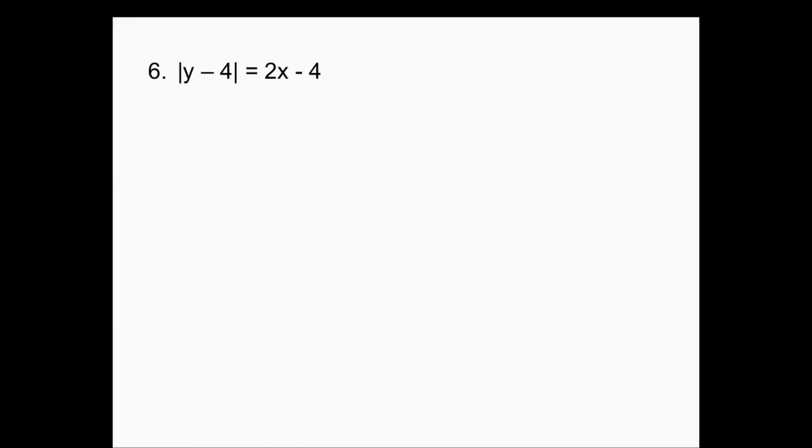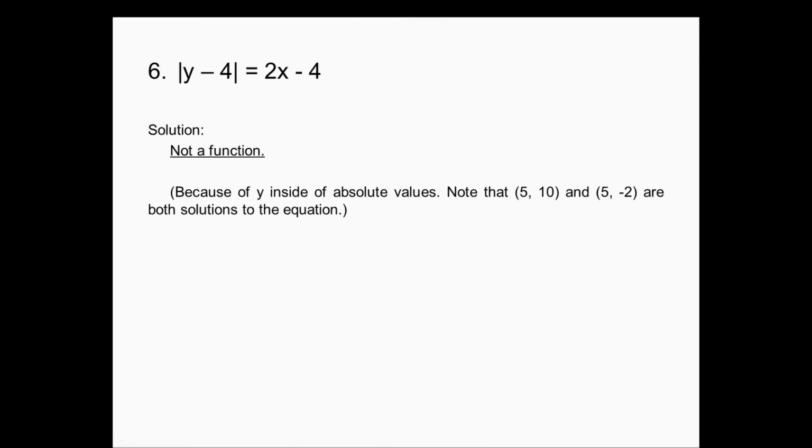Okay, number 6. Absolute value of y minus 4 equals 2x minus 4. Again, look at the y. It's inside absolute values. It's okay if x is inside absolute values, but y can't be. This is not a function. And I've given you a couple of ordered pairs. 5, 10, 5, negative 2. They reuse 5. And they both make the equation true. Remember, y cannot have an even power. y cannot be inside absolute values.